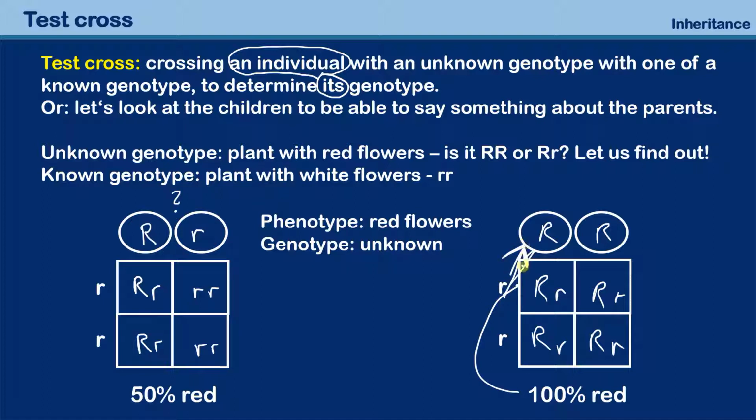That's supposed to be an arrow over here. Oh, that's really bad. Okay, so what we do is we look at the children. We look at the children to make a conclusion about the parents. And essentially, our predictions are 50% red, heterozygous, or 100% red, then homozygous dominant. That is a test cross.